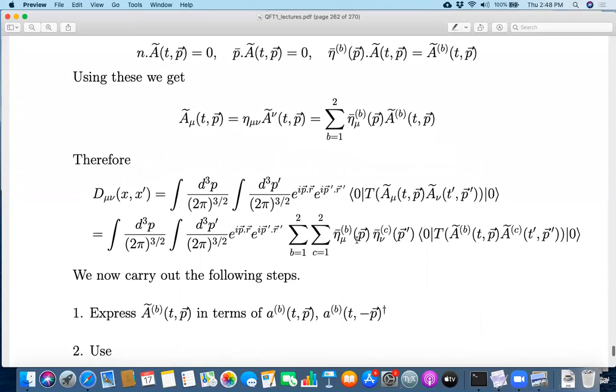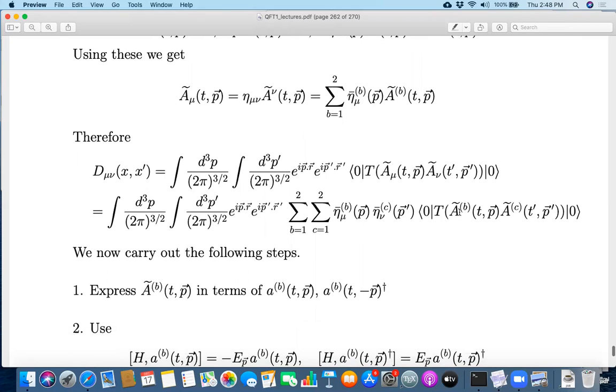Okay, so let's then do this. So D mu nu xx prime is given by this integral. This was the original expression for D mu nu xx prime, and now I'm going to rewrite a tilde mu in terms of a tilde b's using this. So that gave you this double sum over b and c, theta bar b and eta bar c. Then this 2-point function.